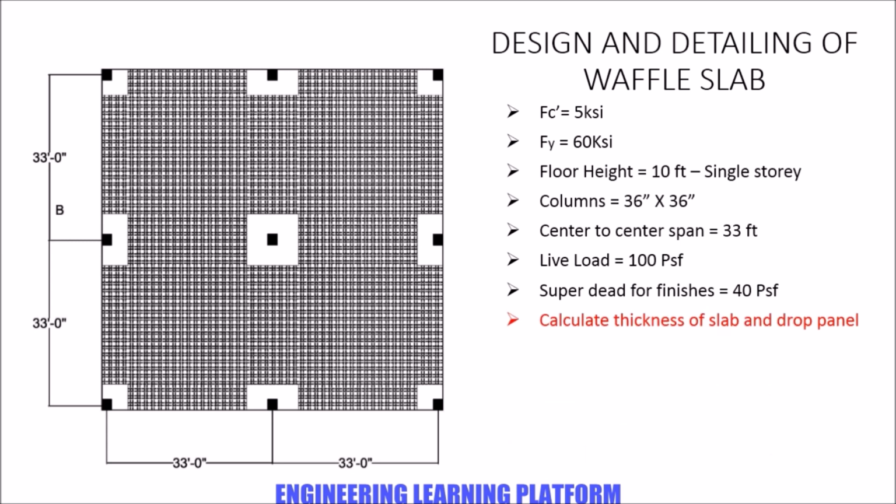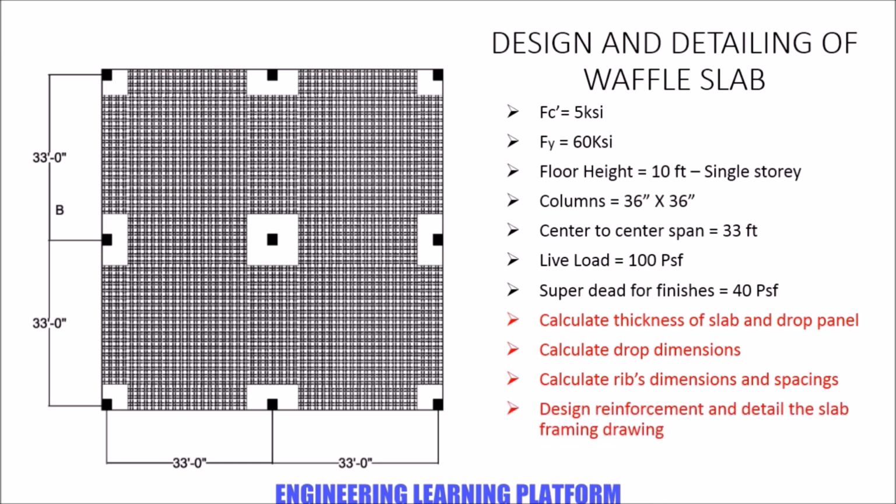We have to calculate the thickness of the slab and drop panel dimensions, rib dimensions and spacings, and we have to design the reinforcement and detail the slab using the code ACI 318.